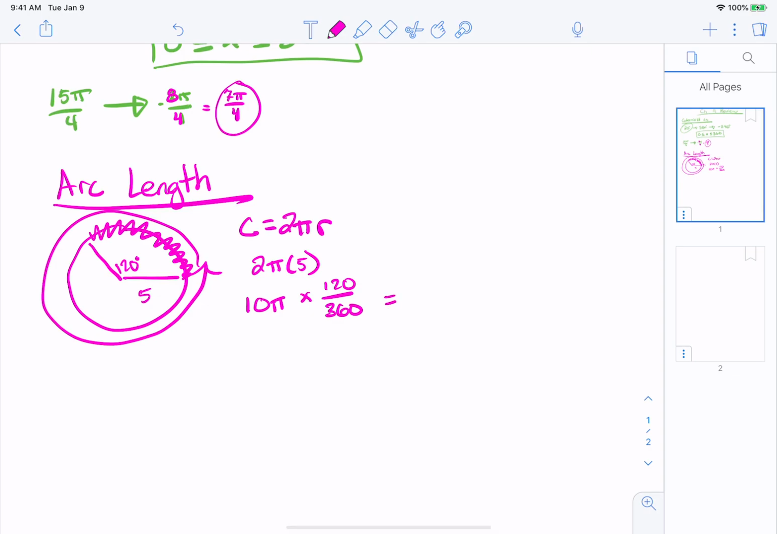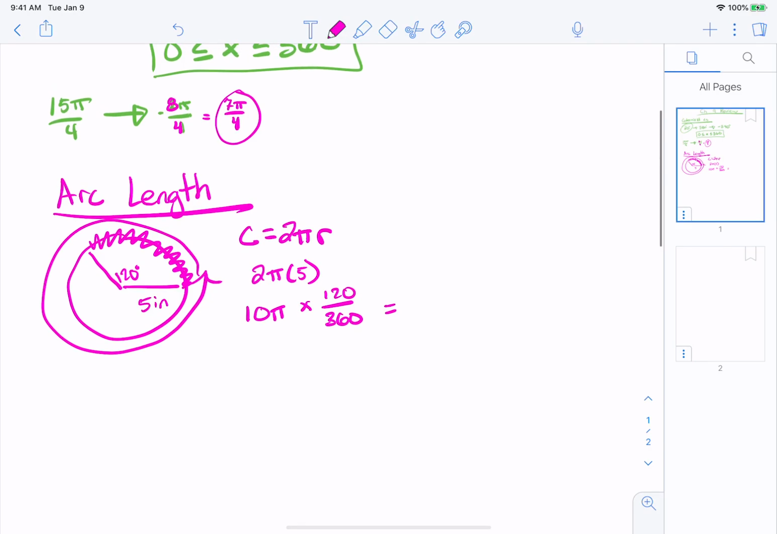So what does that come out to be? You take 10 pi times 120 over 360. It's going to be something weird. It's going to be a decimal. Let's say this is in inches. 10.47. That sounds about right. 10.47 inches is what that will be.